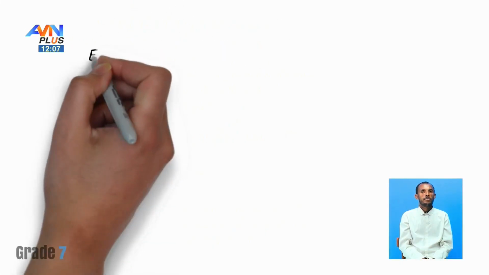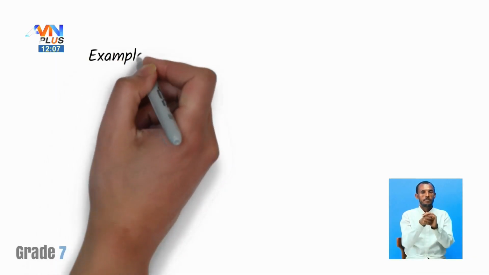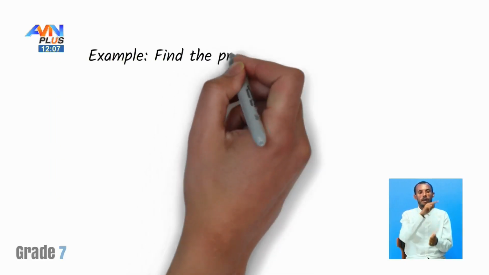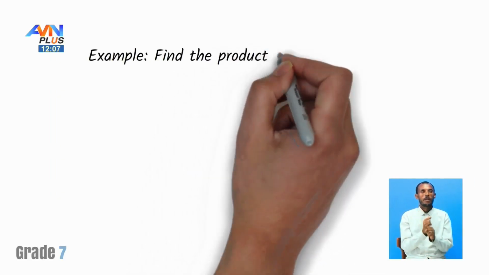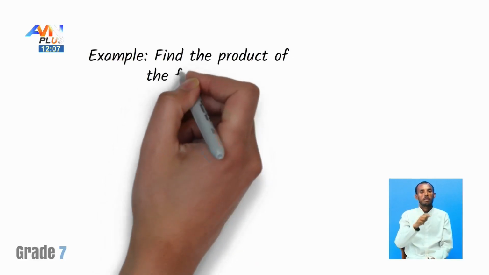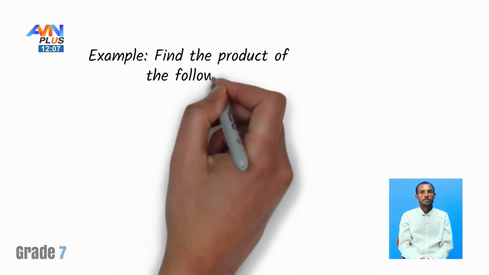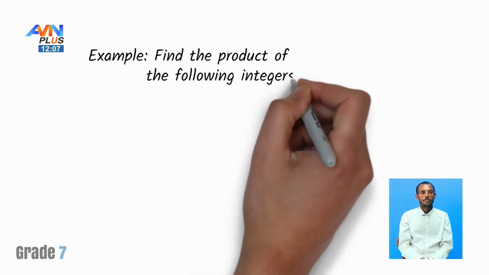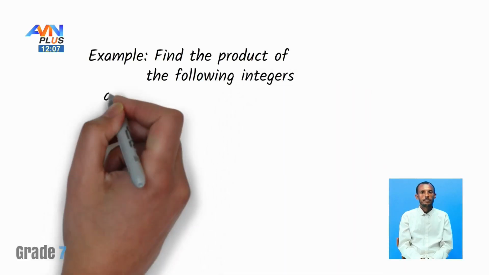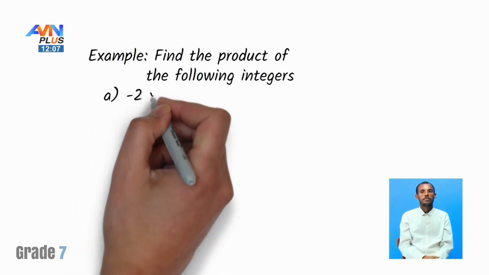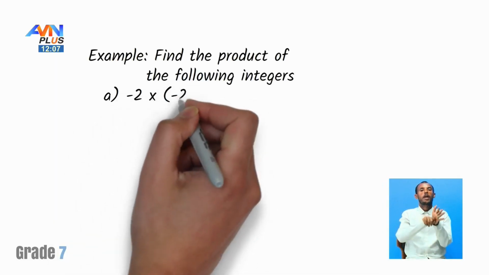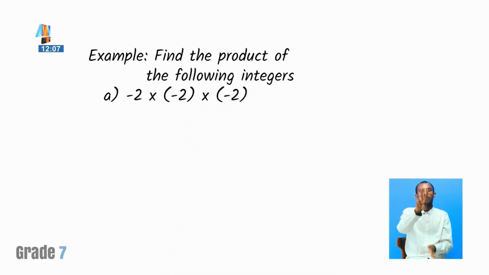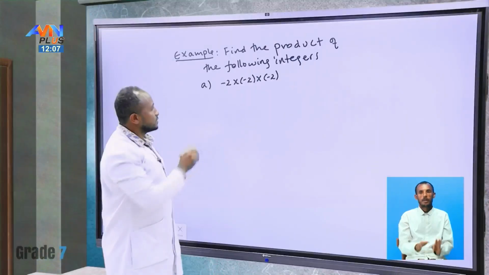Example, find the product of the following integers. A, take this one, -2 times -2 times -2. Let's do this question together.